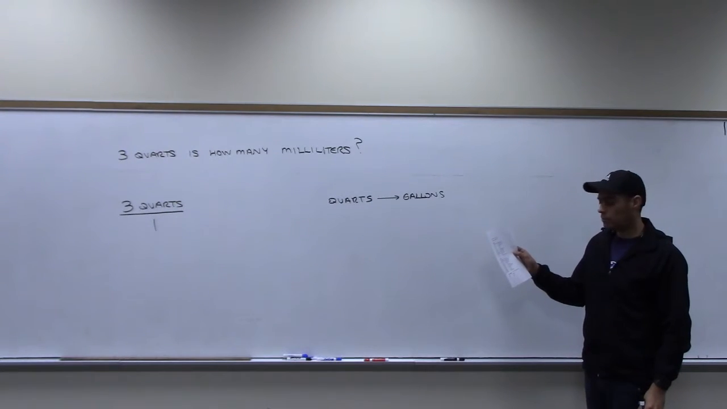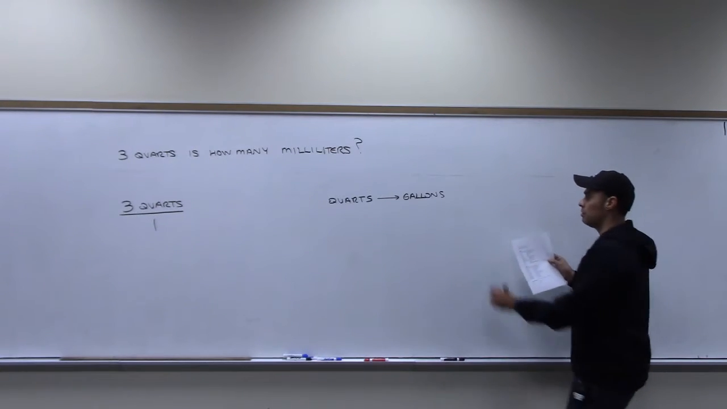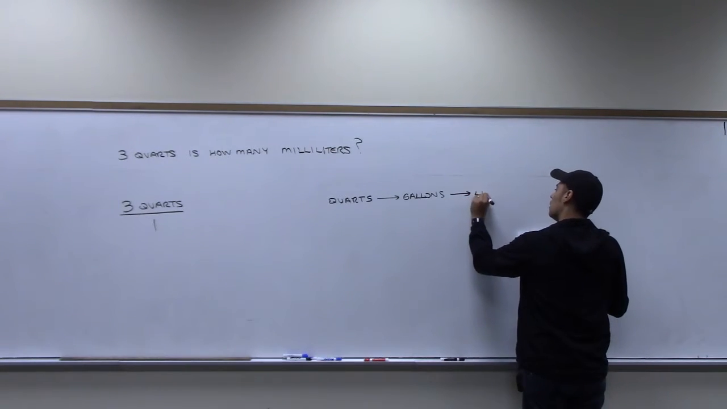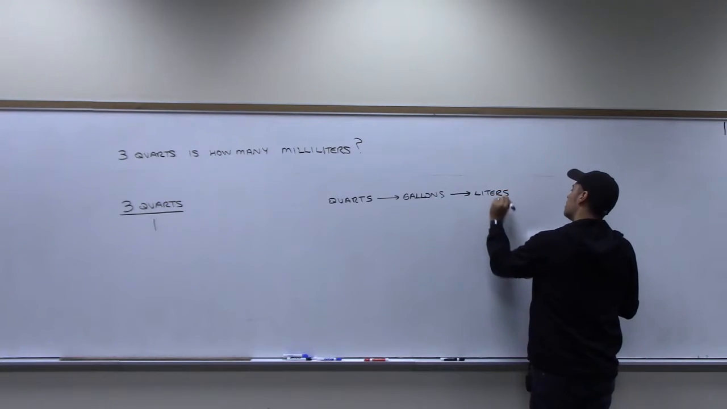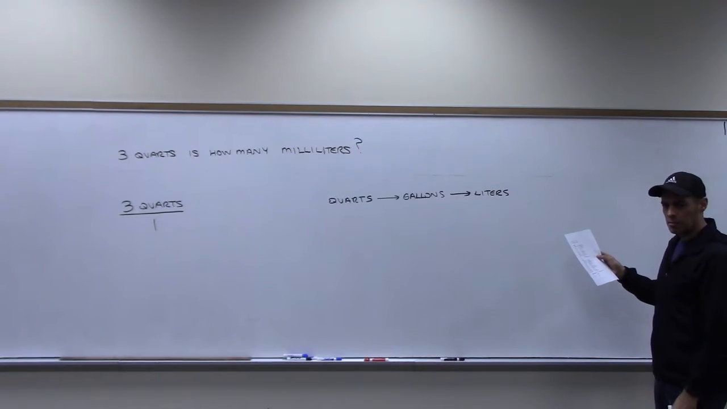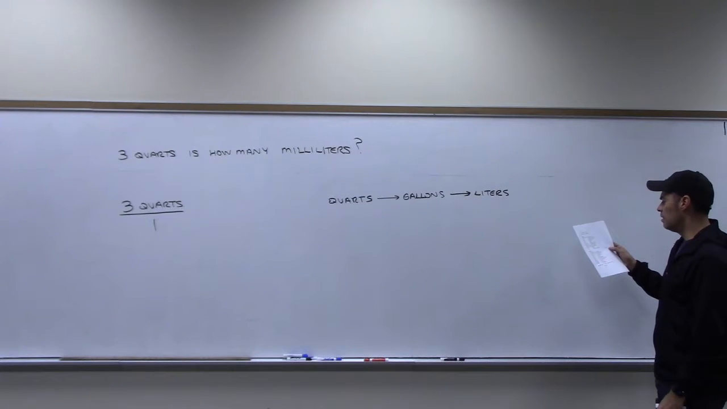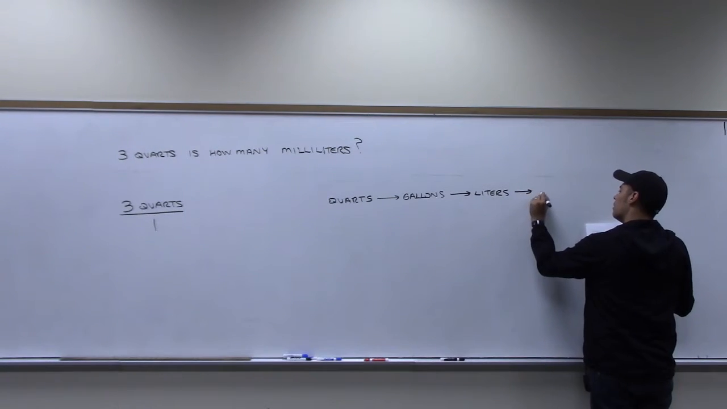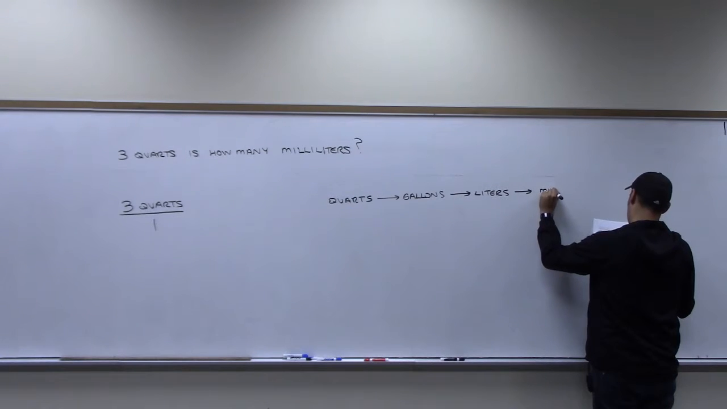Why? Because once I get to gallons, what can I go to? Liters. And once I get to liters, what can I do? Go to milliliters. Wait, how do you go to milliliters? Where? 1 liter is 1,000 milliliters. Yeah, there we go. So I can go from here to here.